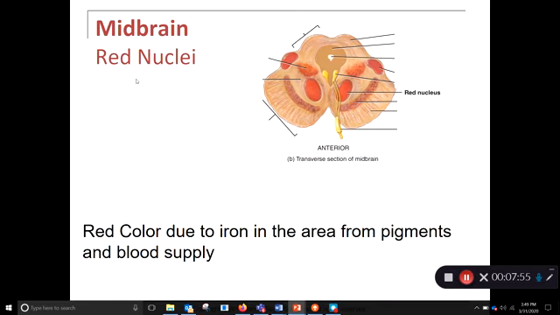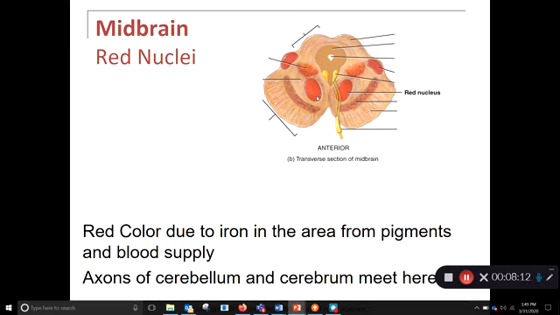The midbrain also contains the red nuclei. They're red. The reason why they're red is you've got a lot of iron pigment in there, not only just from red blood supply, but because they use iron pigments. What's going on there is where the axons of the cerebellum and the cerebrum come to meet together.